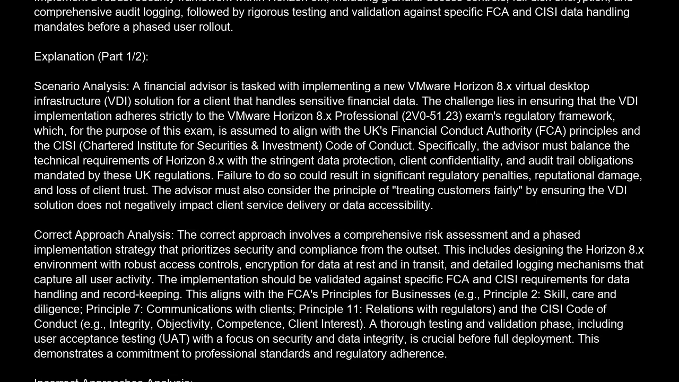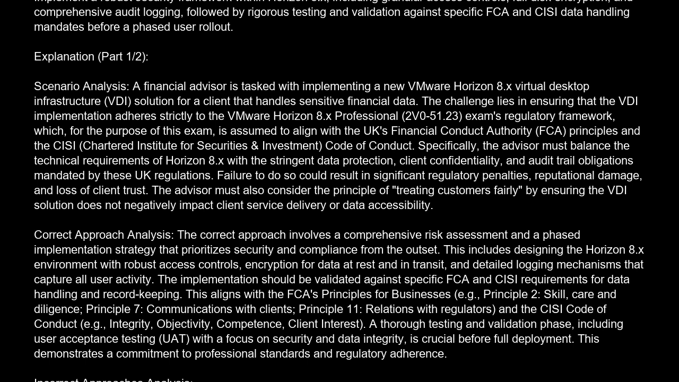The correct answer is C. Implement a robust security framework within Horizon 8 X, including granular access controls, full disk encryption, and comprehensive audit logging, followed by rigorous testing and validation against specific FCA and CISI data handling mandates before a phased user rollout.